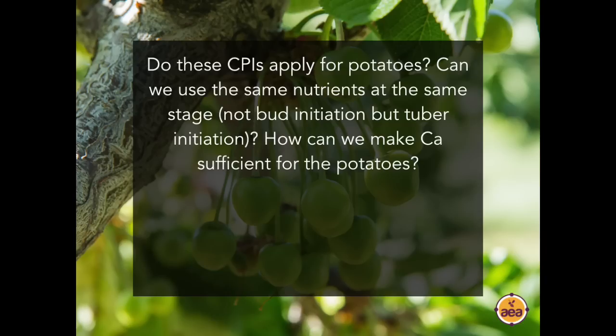Olivier Tessel. Hi, Olivier. Do these CPIs apply for potatoes? Can we use the same nutrients at the same stages for potatoes? And the answer is yes, you can. You're familiar with tuber initiation and the hook stage, and when tuber initiation happens. And then you asked another question, how can we make calcium sufficient for the potatoes?